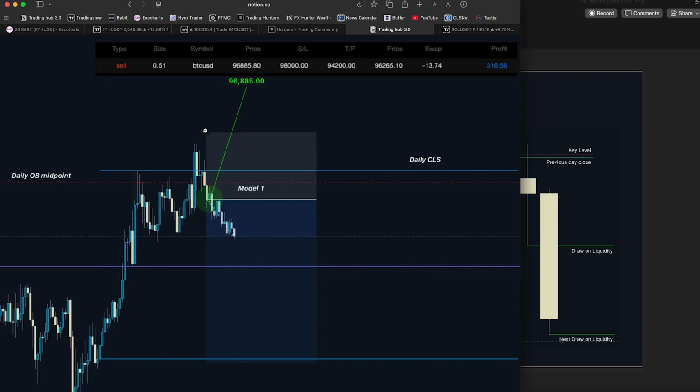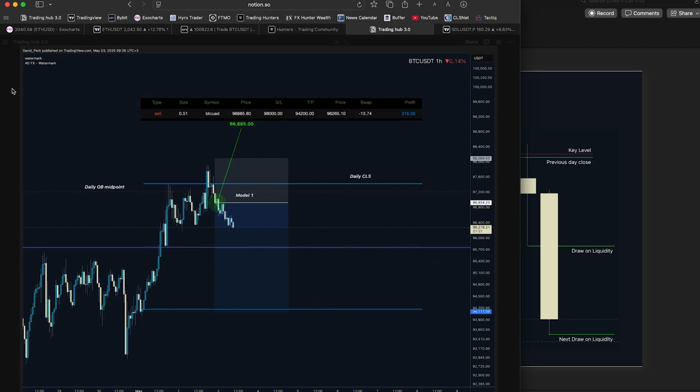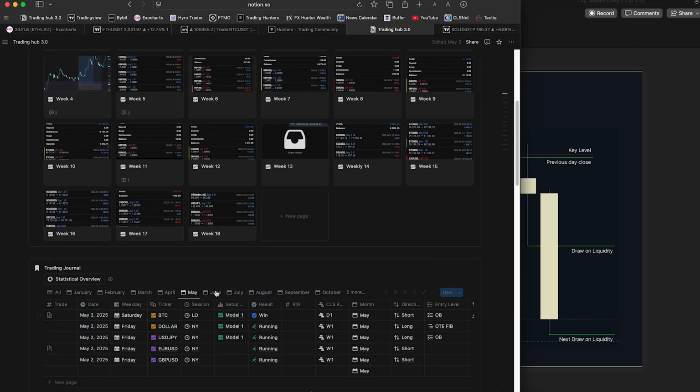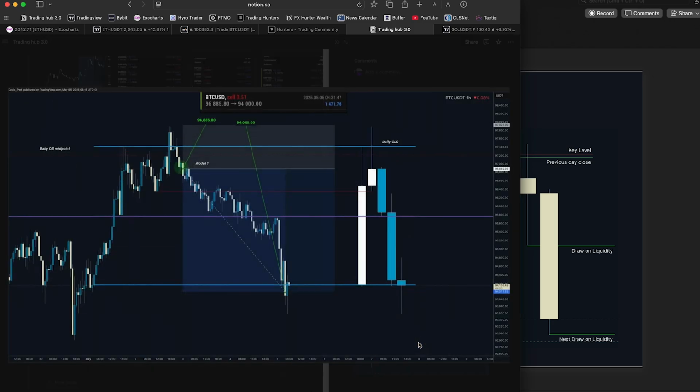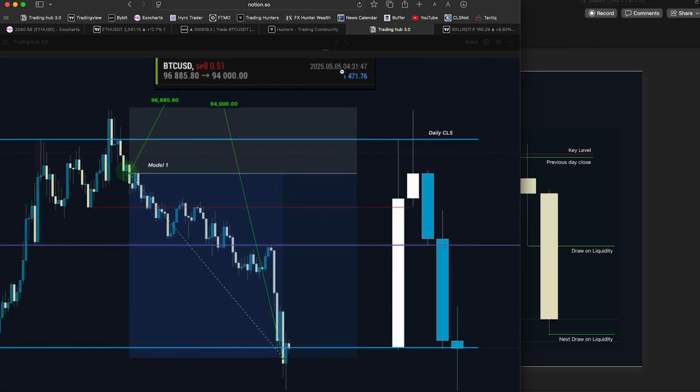So I entered with my stop loss above. Why? Because once the price swept in here, what did the traders do? They entered long, right? Then the liquidity is lower in here, right? And then it has reached the target nicely, right? So you can see entry in here, target on the low of the range, right? It was a 1400 trade, right?